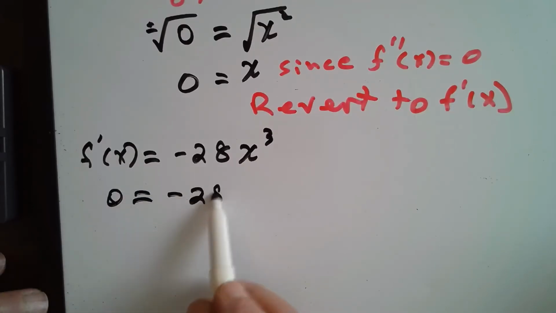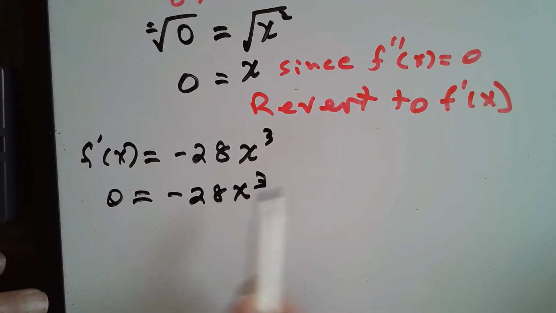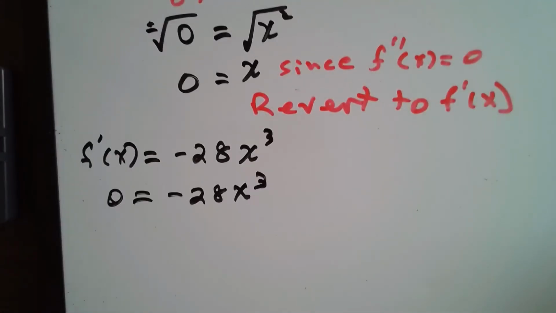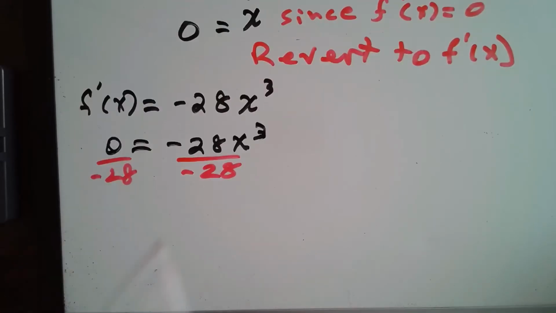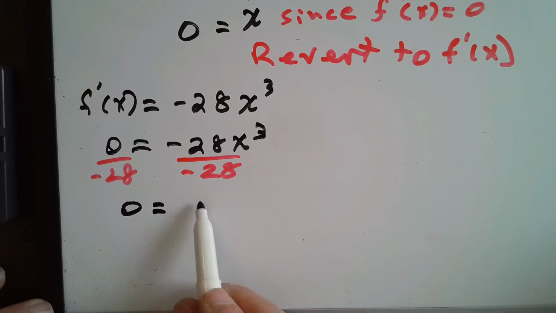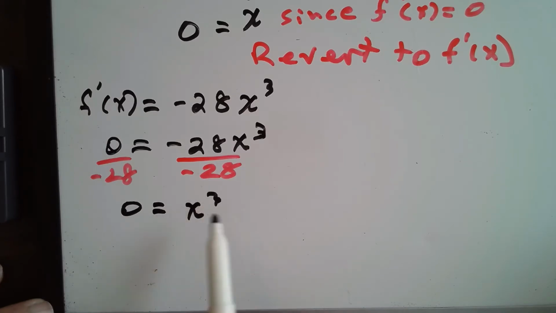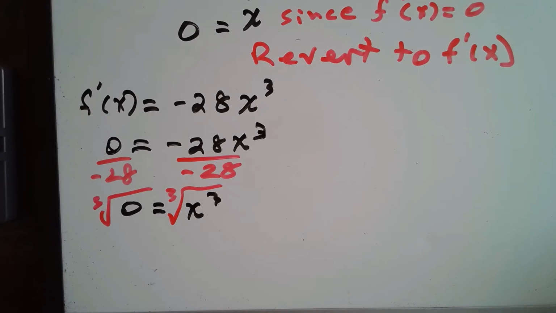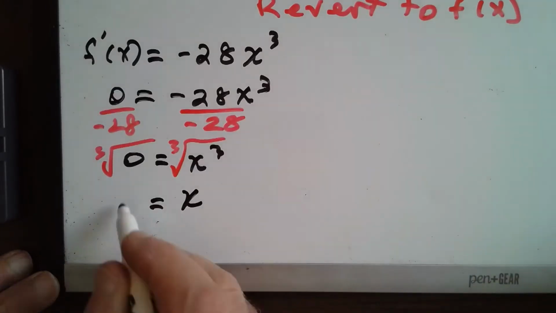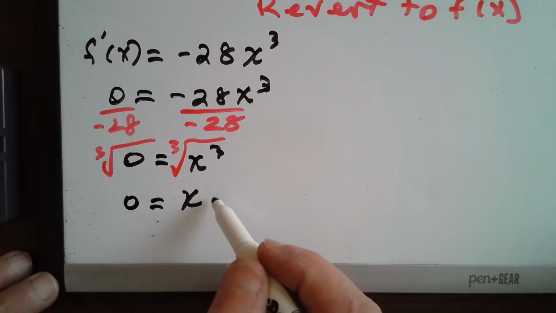So it's negative 28x cubed, and again we divide by negative 28, and we get 0 equals x cubed, and then we apply the cube root. Well, the cube root of 0 is going to be 0. So that's our critical point.